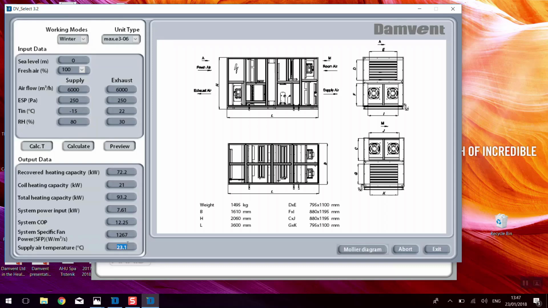Here is the moment to focus your attention on the fact: please make sure that your supply temperature in winter mode is always equal or higher than the extract temperature from the room. This is very important, because if it's lower, it means that this unit, or this built-in heat pump, is not well sized and designed. Then we go to the preview.